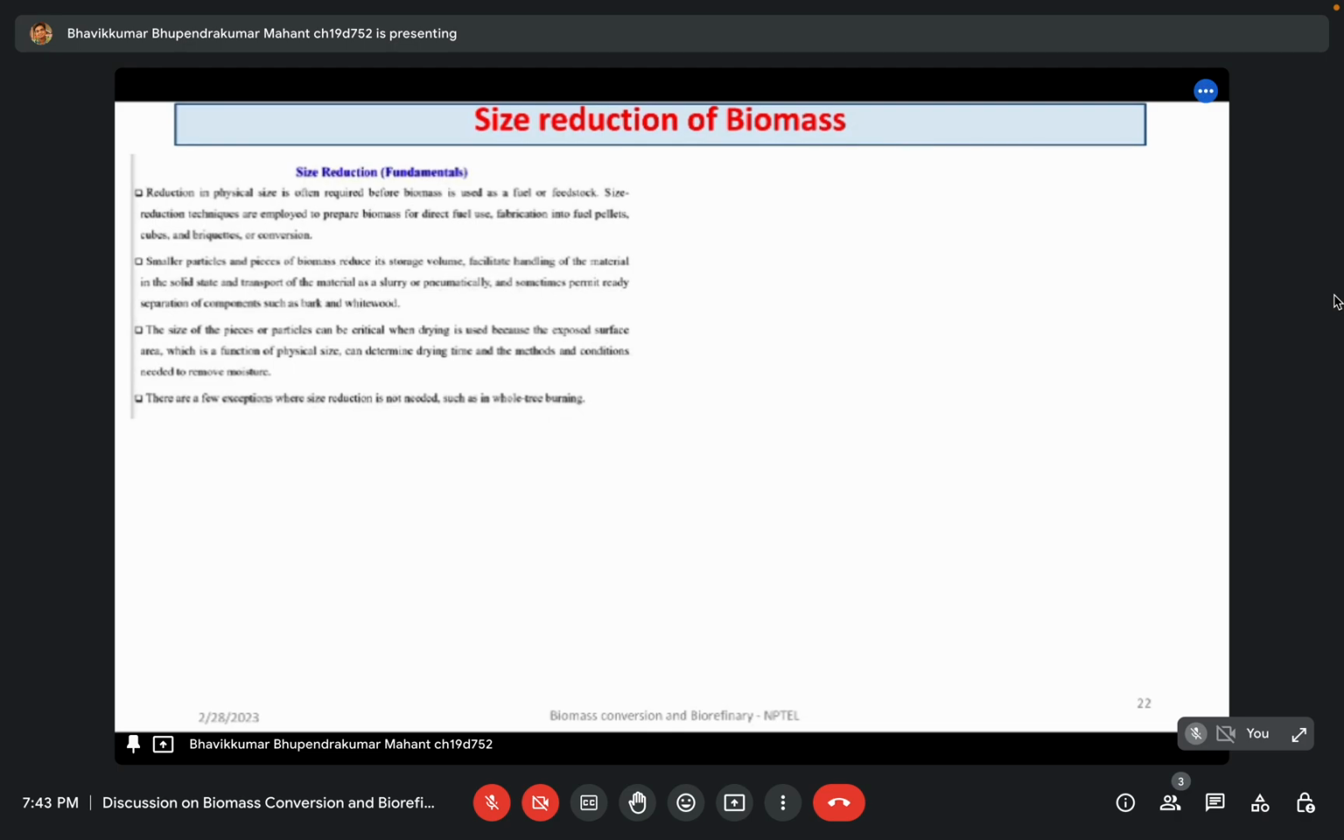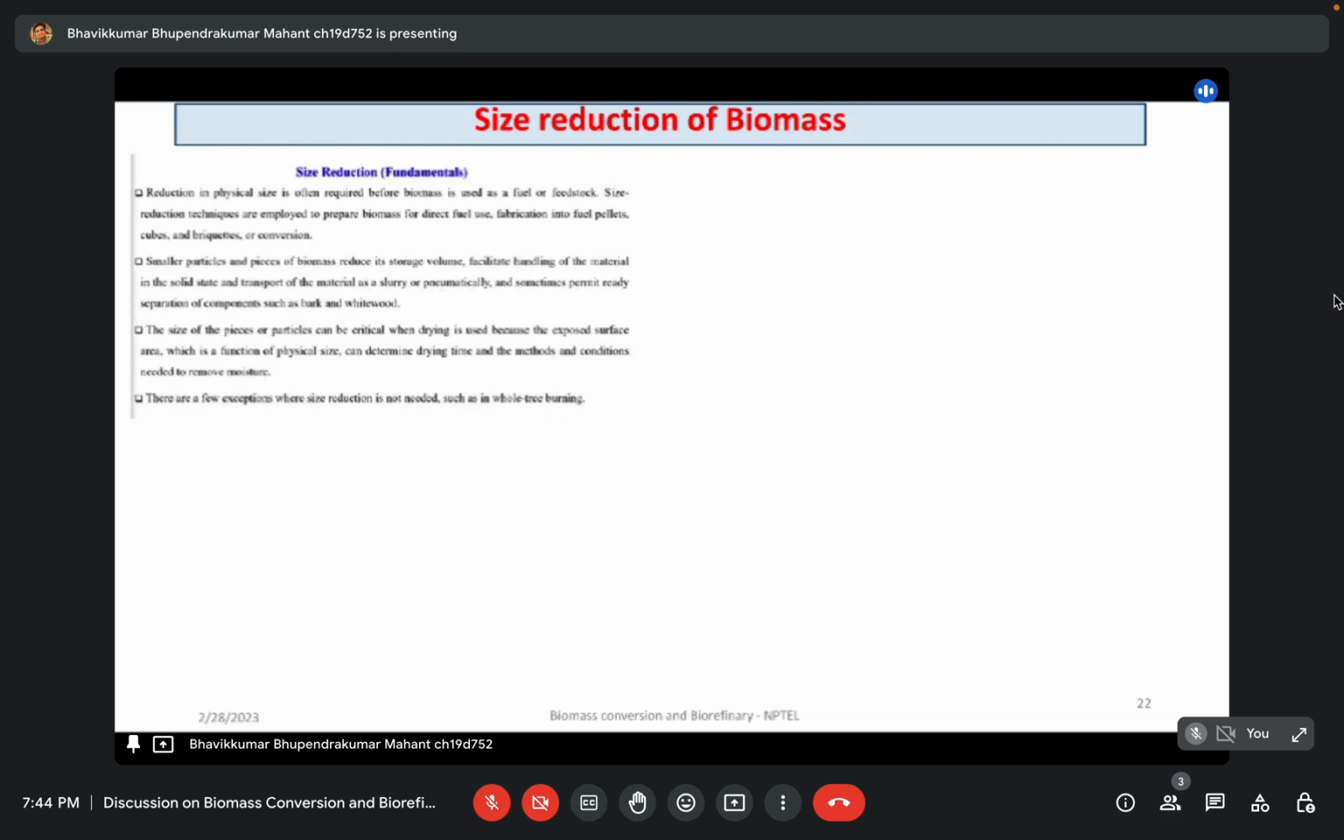It is required because this biomass can be converted into pellets, cubes, briquettes, or different kinds of small shapes. Smaller particles and pieces of biomass reduce storage volume, facilitate handling of the material in the solid state, and allow transport of the material as a slurry. If you have bigger particles, it is a little difficult to transport in solid form. But if you have small particles, they can easily be transported by a pneumatic transporter, or you can convert them into a slurry.